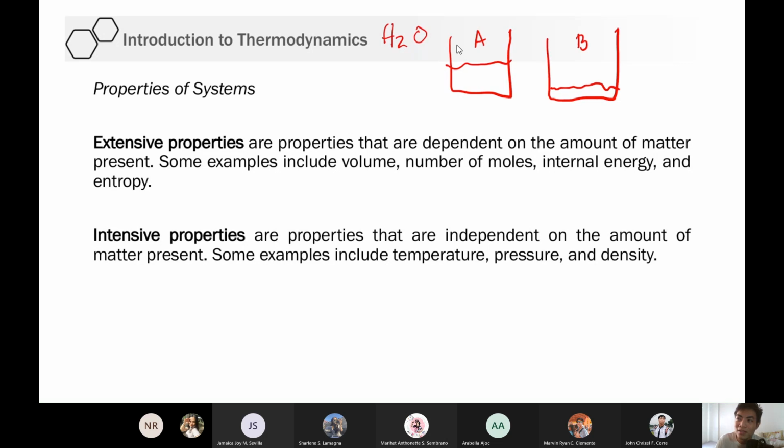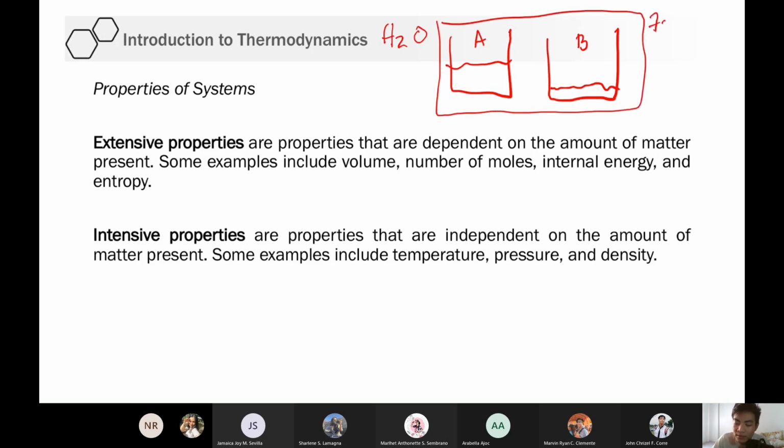Okay. So damihan mo man yan or bawasan mo man yan, since tubig yan, yung density niya ay pareho pa rin. Okay? So yun yung example ng intensive property of matter. Isang kilo man yan na tubig o isang patak ng tubig, ang density nila ay 1 gram per ml pa rin. Ganito, what if ilagay ko silang dalawa sa oven?